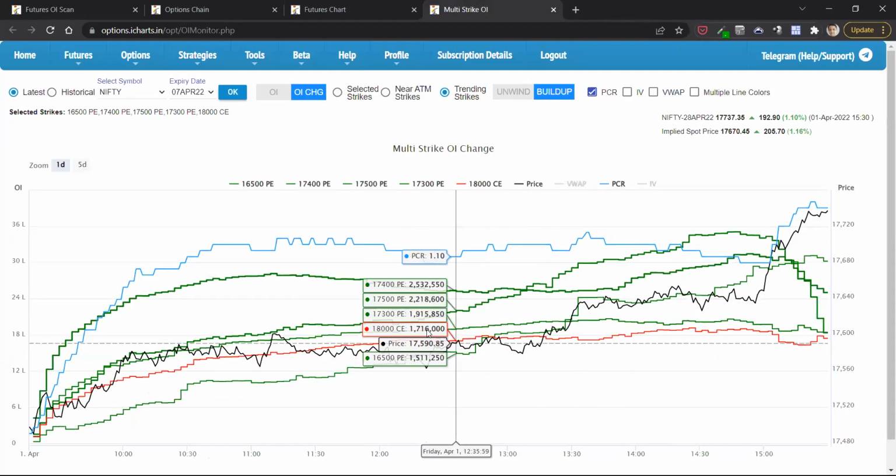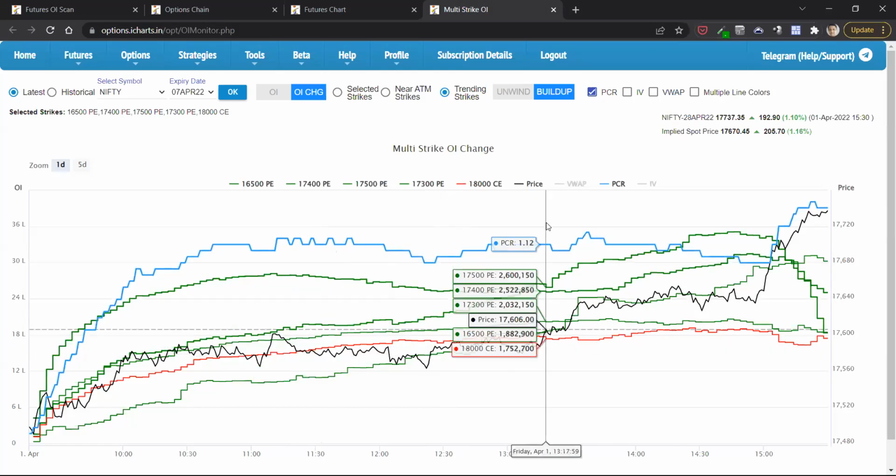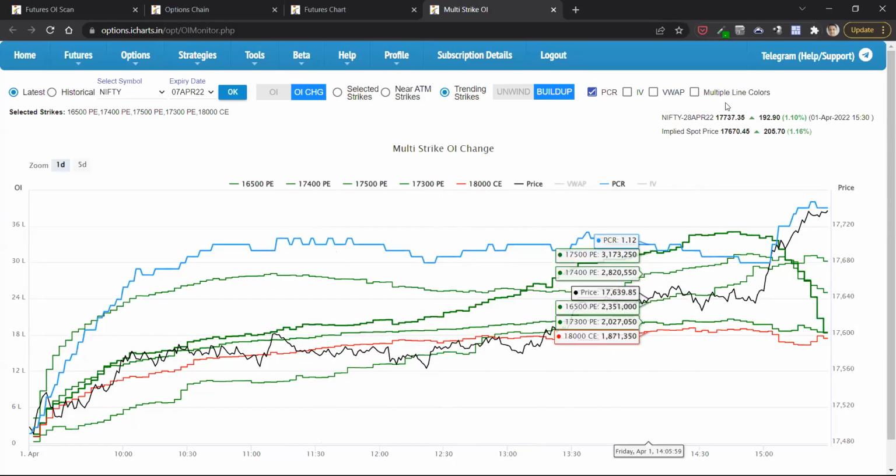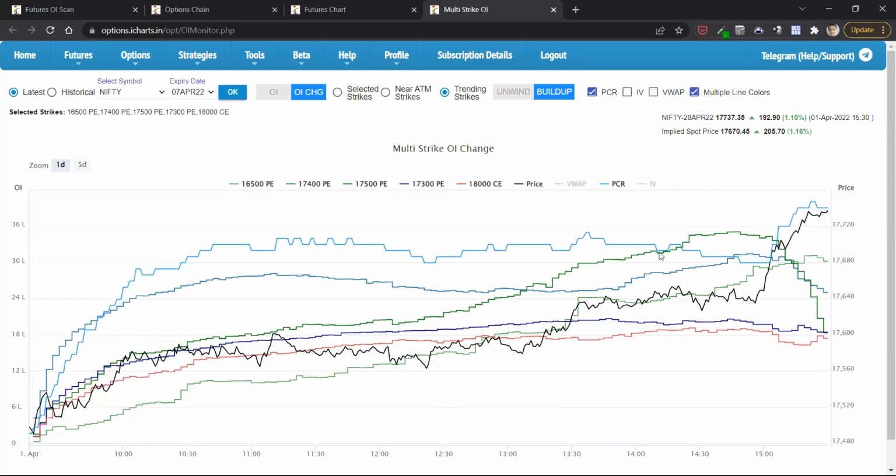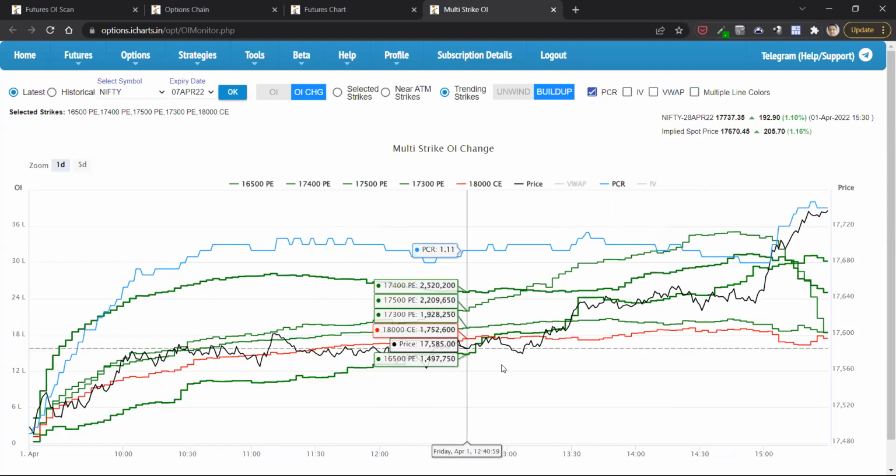And then these colors will change everywhere in the website. So what I do is I just uncheck this. I don't use multiple line colors like this. This is to get a quick snapshot of what is happening to the trend here.